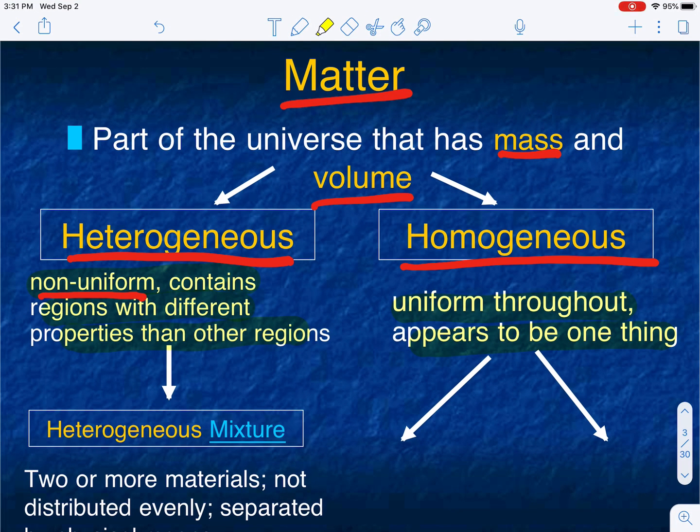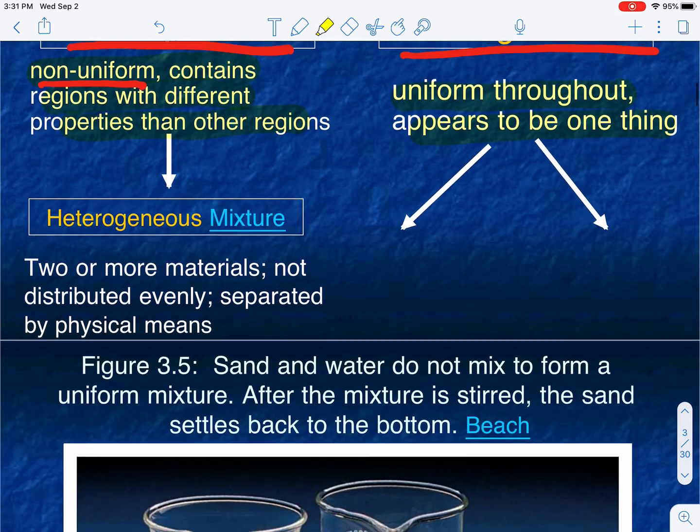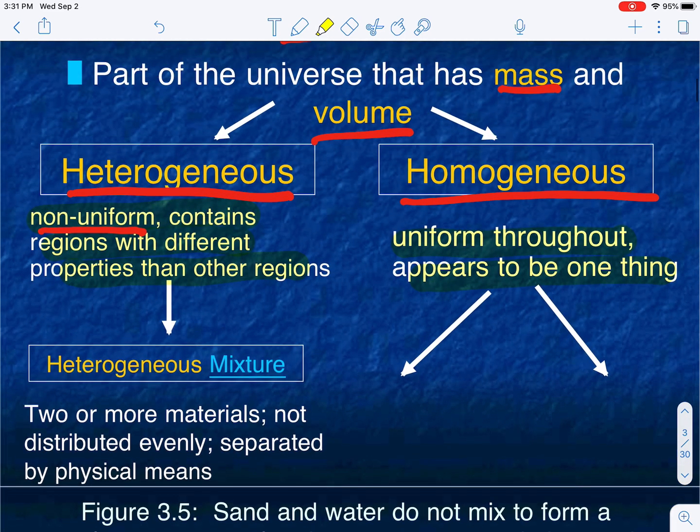So we get the key differences then between heterogeneous and homogeneous, and either pronunciation of homogeneous works fine. Do not worry about it. So we're going to be specifically looking first at homogeneous mixtures.